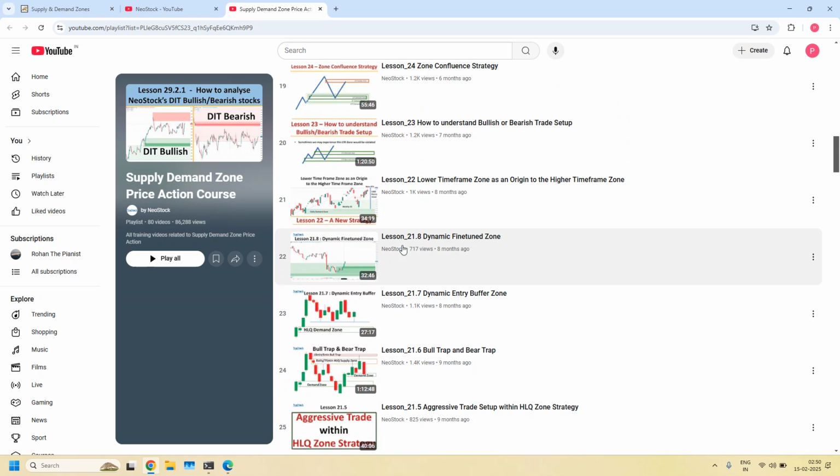Initially, while analyzing, you may not get that zone, but in the live market a new zone will be created. That is the fine-tuned zone I'm talking about. Then prices will again come back, and then they will start moving up and giving you profits.